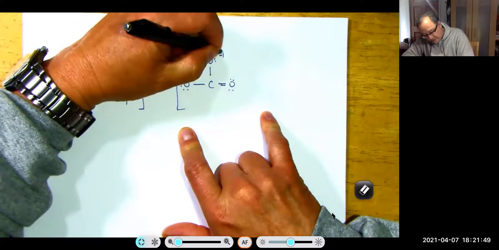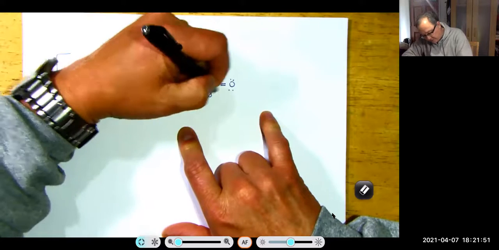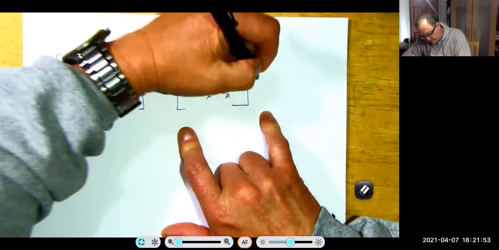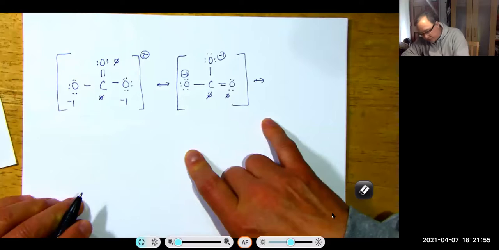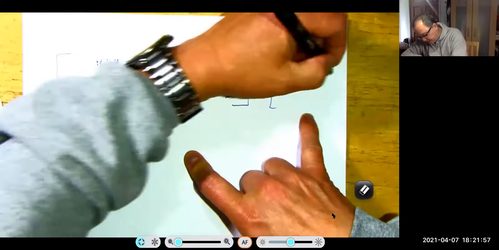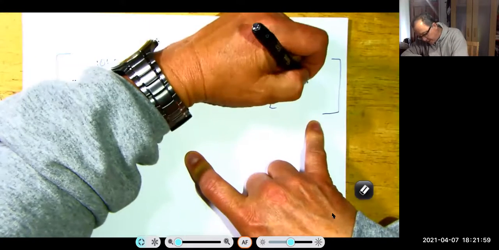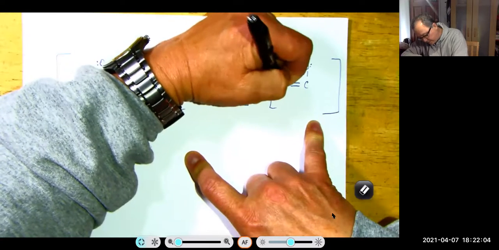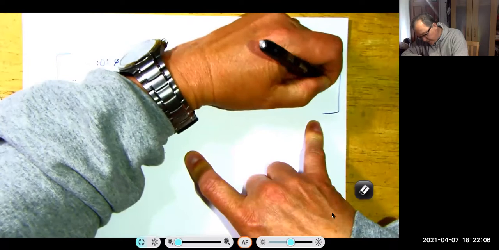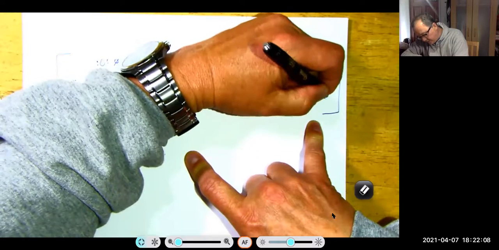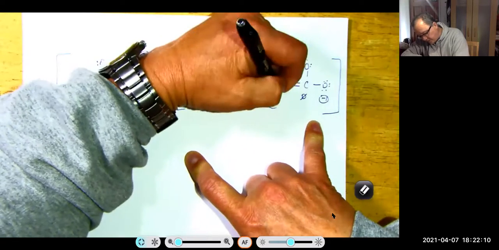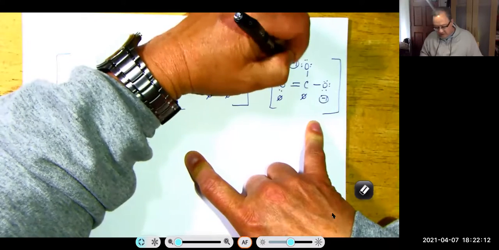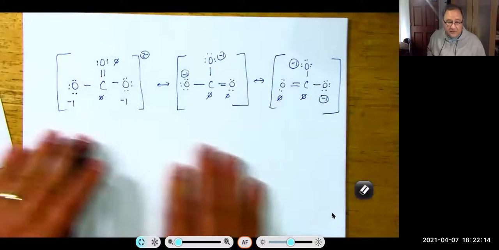-1, -1, 0, 0. And the last resonance structure looks like this. I'm going to try and get my hand out of the way as quick as I can. And this is -1, 0, 0, and -1. So all three have to be included.